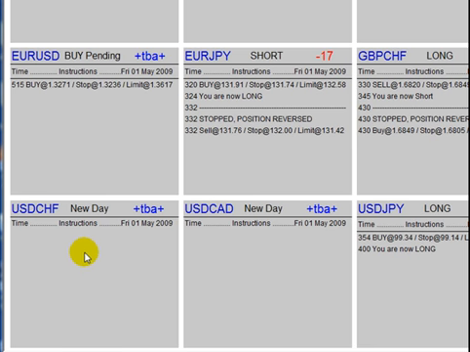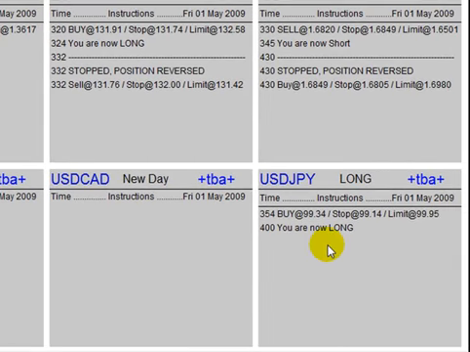Now if we look at the US dollar Swiss franc, we see we are waiting for instructions. We haven't got them yet. They usually come about 1:30 GMT. The same with the US dollar Canadian.